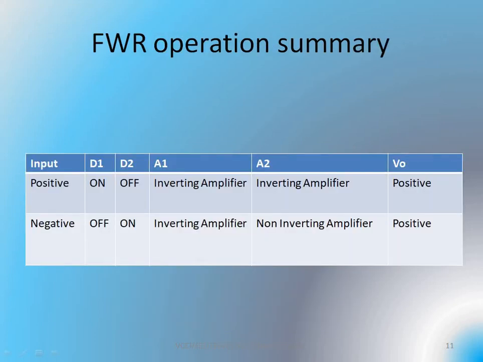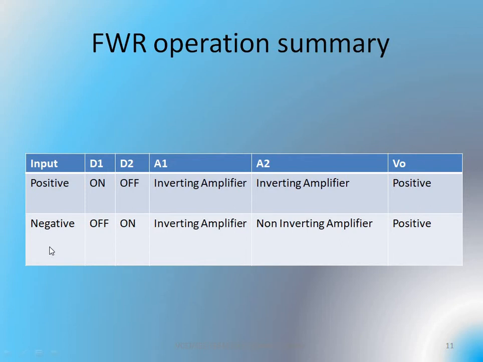The summary of this operation: when we apply a positive input, the status of diodes D1 and D2 will be on and off, and the operational amplifiers A1 and A2 both act as inverting amplifiers. So this inverting amplifier is going to give an output which becomes negative, and when this negative is provided to the inverting amplifier A2, again we get the output as positive.